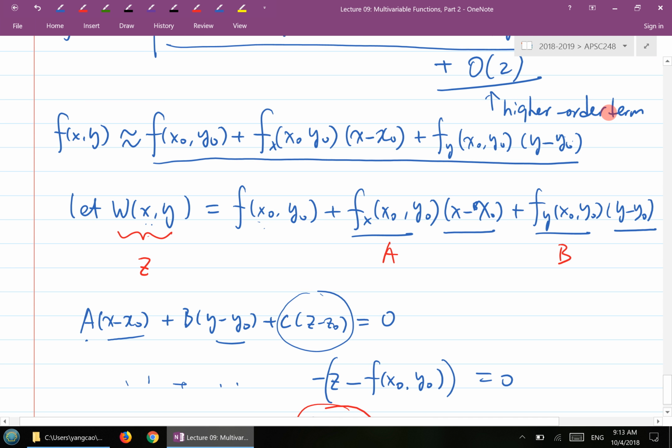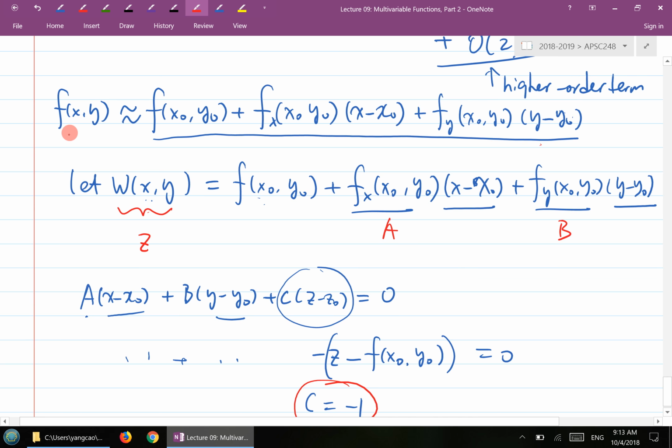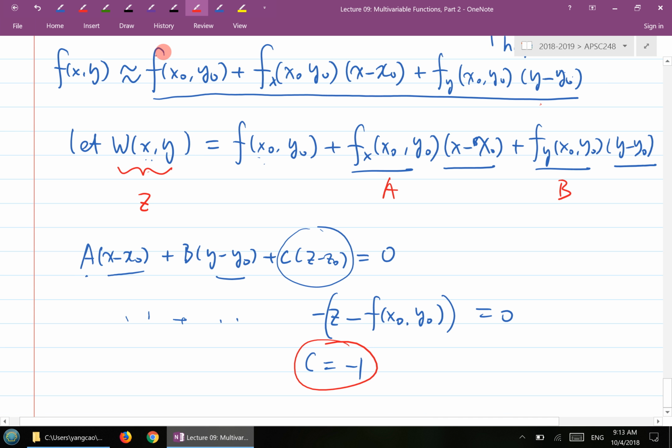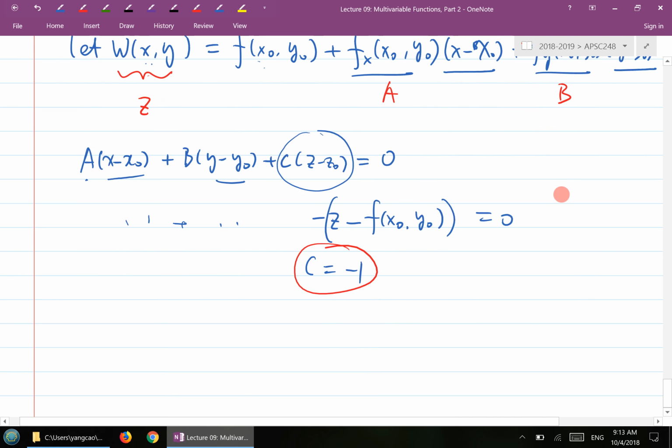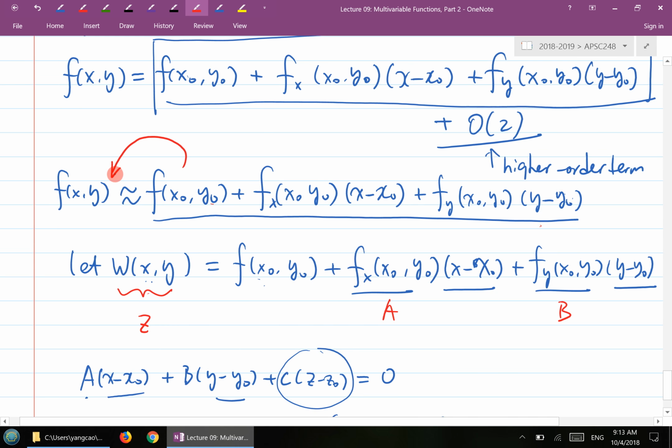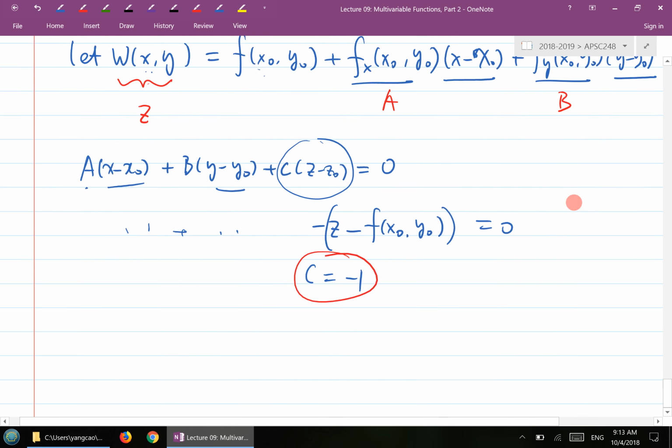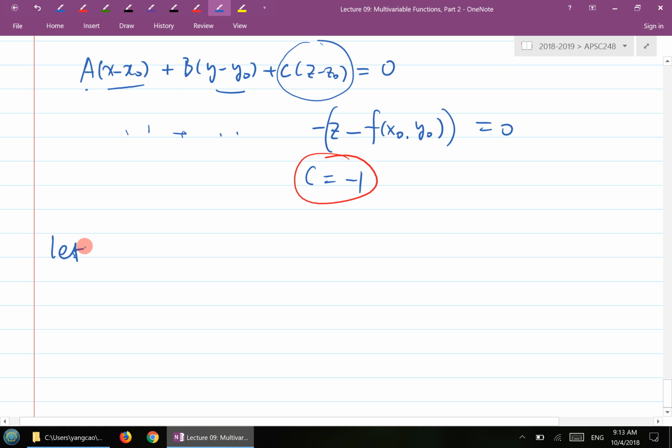But for now, coming back to this expression again, I'm using this plane to approximate this function f. Then here's what I'm going to do now. I'm going to move this f of x naught y naught to the other side. So here's my change then. I'm going to let x equal x naught plus delta x, and y equal y naught plus delta y.